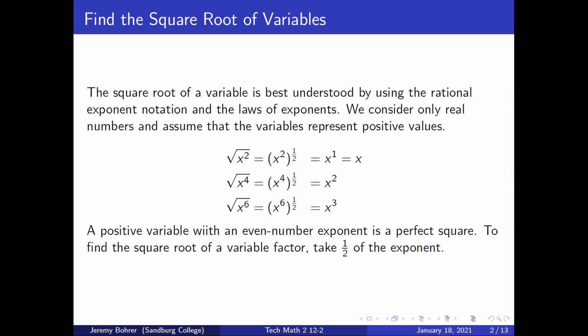The square root of x squared is the same as x squared to the 1/2 power, which is x to the 2 times 1/2, which is 1. So x to the first, which is x. The square root of x to the fourth is x to the fourth to the 1/2 power, which is x squared. The square root of x to the sixth is x to the sixth to the 1/2 power, which is x cubed. A positive variable with an even number exponent is a perfect square. To find the square root of a variable factor, take half of the exponent.